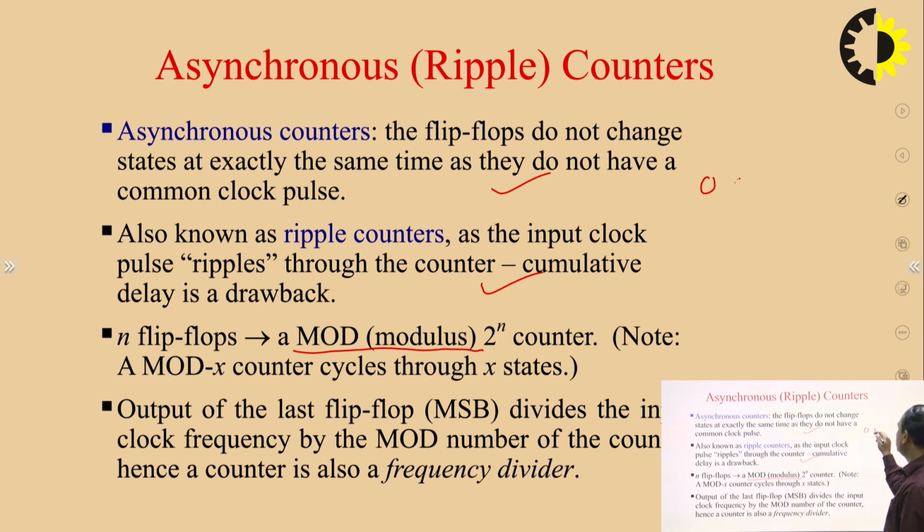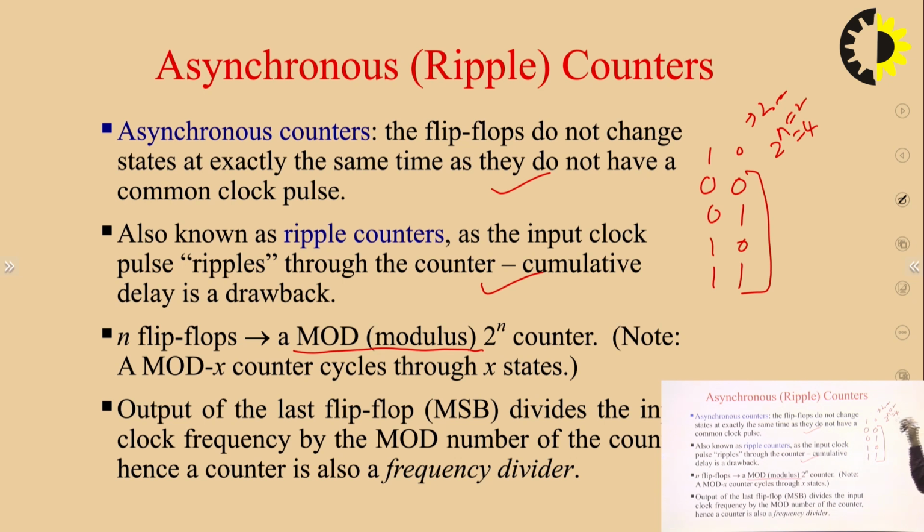If we count 00, 01, 10 and 11, which has 2 bits, we require n flip flops, that is 2 flip flops, for a 2 to the power n count. So 2 to the power n is equal to 4. So for the 4 count, we require 2 flip flops, that is n is equal to 2, for each 2 to the power n output. For 2 to the power 3 count, that is 8 counts, we require 3 flip flops to make this counter, and this is called the modulus of the counter.